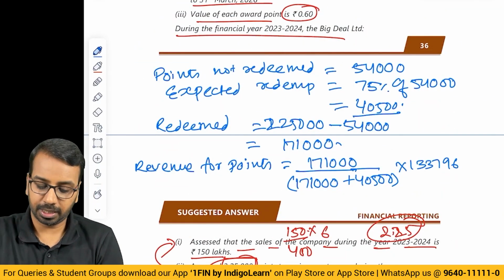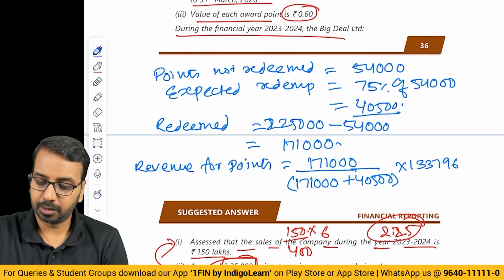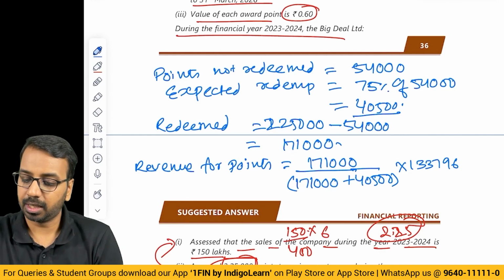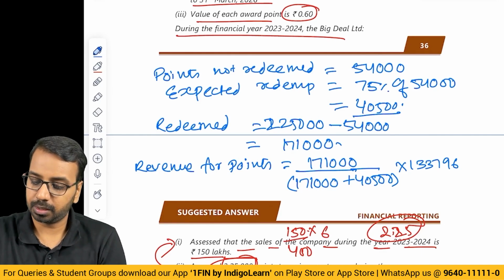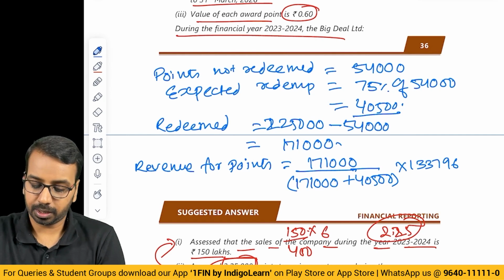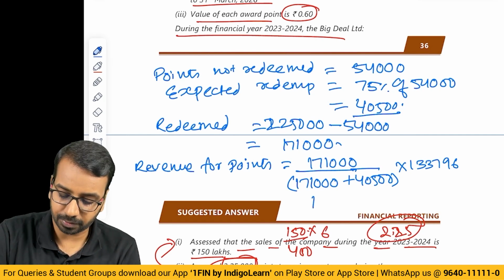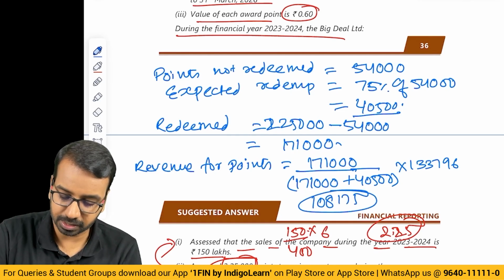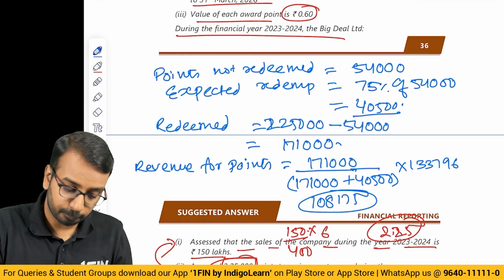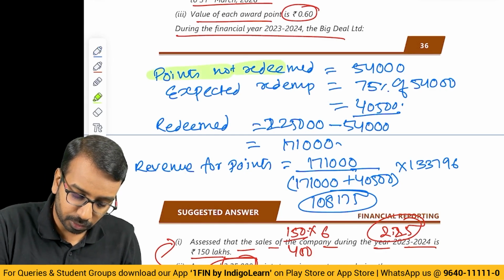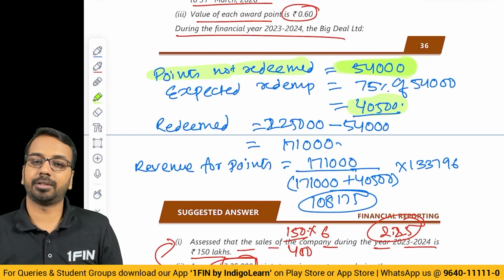133,796. So divided by 171 plus 40,500, I get 211,500. 171,000 is equal to 180 into 133,796. So I get 108,175. This is the revenue to be recognized for the points discounted. Now just to recap it, points which are not yet redeemed is given to be 54,000. In future they will get a redemption of 40,500 only.